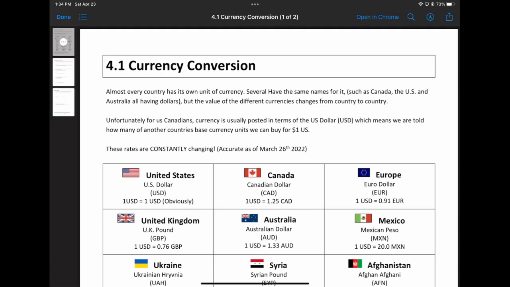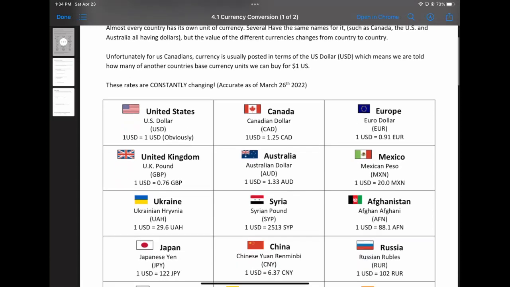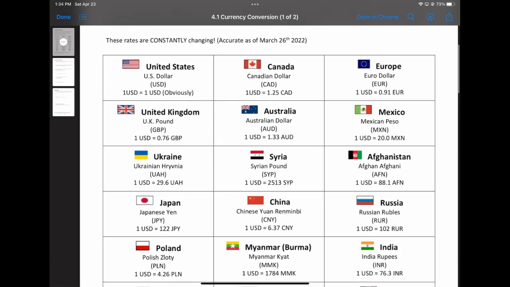The good news is we already know how to do unit conversions, and currencies are just units that we can work with. So I'm going to start by just showing you that there are a whole bunch of different conversions here. We have a whole bunch of different countries and their units of currency, and what they are, in most cases, equivalent to the US dollar. I'm doing this partially for teaching purposes and partially because usually the world actually does compare the value of its money to the US dollar.